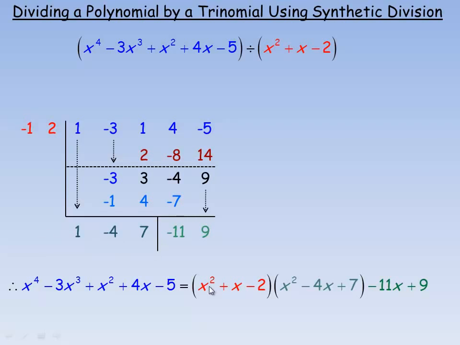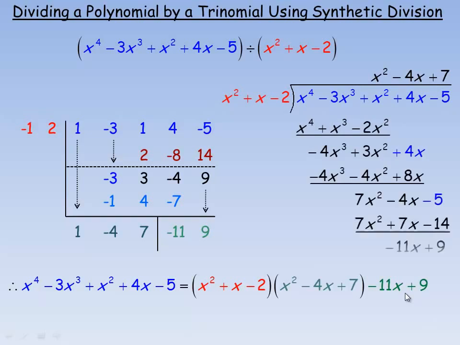So one way to write out the division statement is the polynomial we started with, the quartic, x to the fourth minus 3x cubed plus x squared plus 4x minus 5, would equal the product of, and it's basically this times this plus the remainder. So the x squared plus x minus 2 times the x squared minus 4x plus 7, and the remainder is negative 11x plus 9.